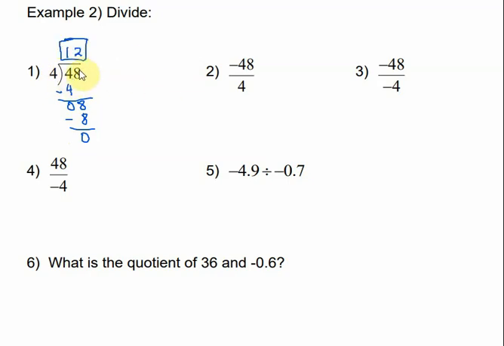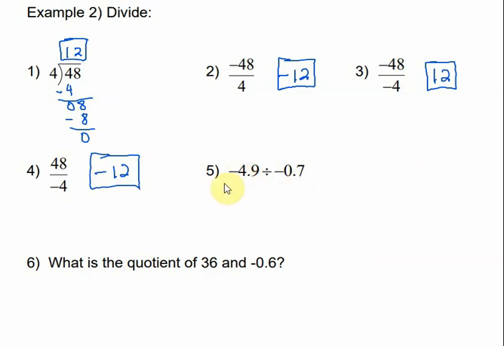Now that we know that 48 divided by 4 is 12, we know we're going to get the same answer with the rest of 2 through 4. All we have to worry about is the sign. Negative divided by positive would be negative. So that's negative 12. Negative divided by negative is positive 12. The signs are the same, so my answer is positive. A positive divided by a negative is negative. The signs are different, so my answer is negative.